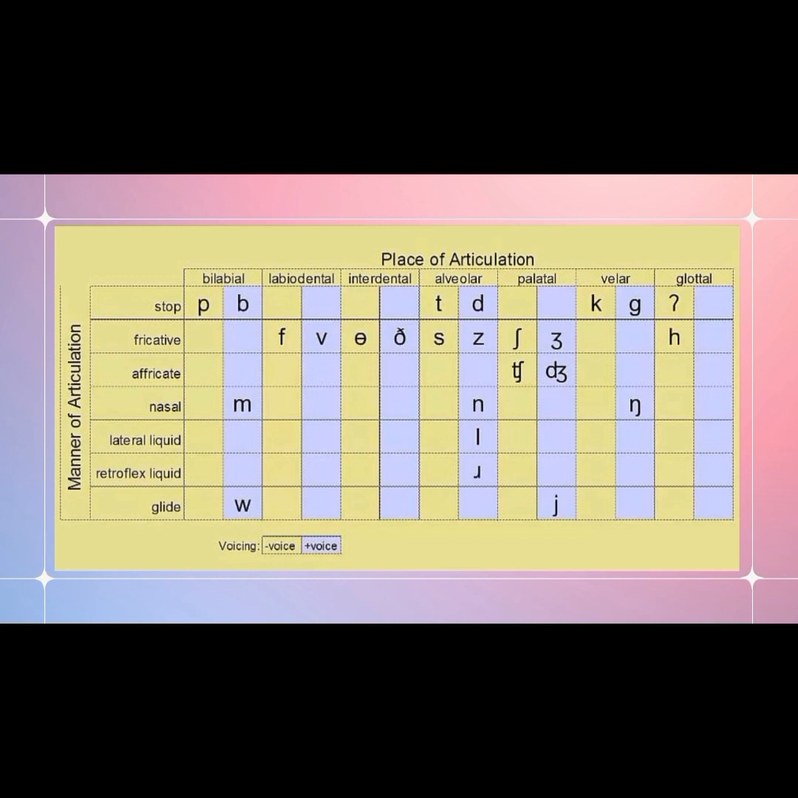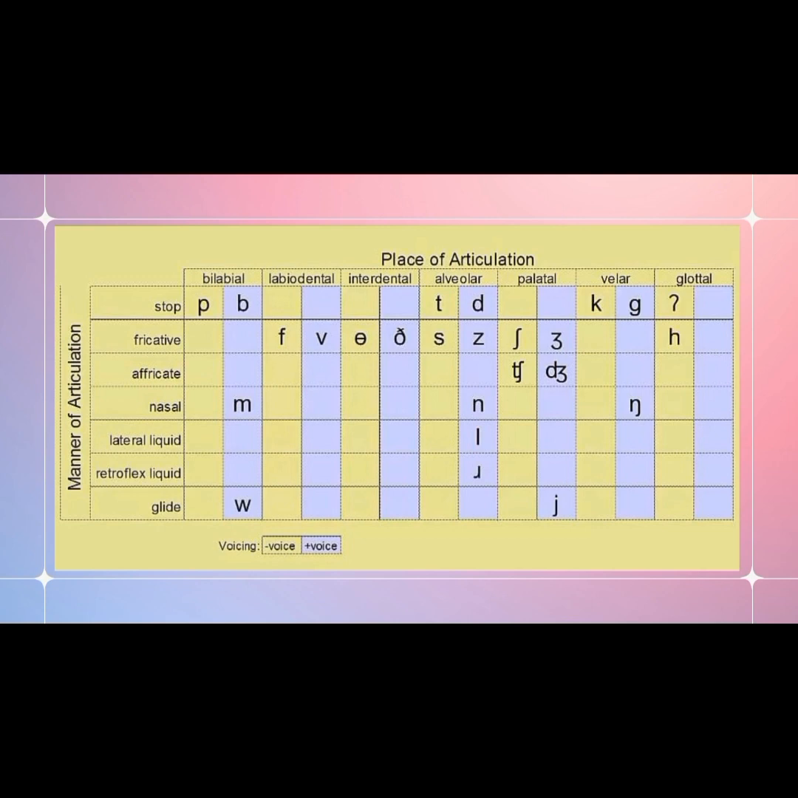And finally, voicing is indicated by the shading of each column. Many speech sounds have both a voiced and voiceless version. The shaded portion on the right indicates voiced consonants, while the non-shaded area to the left indicates voiceless consonants.